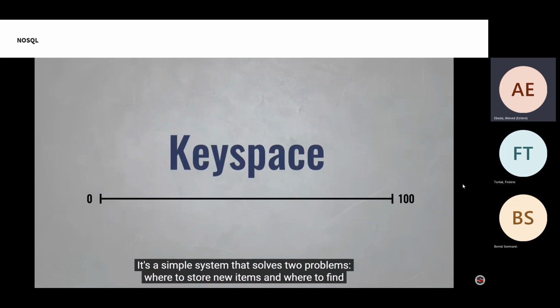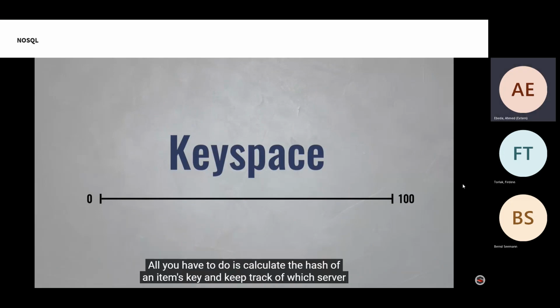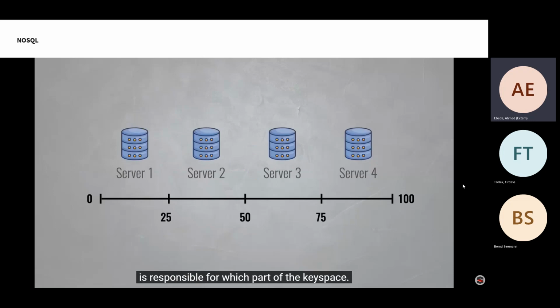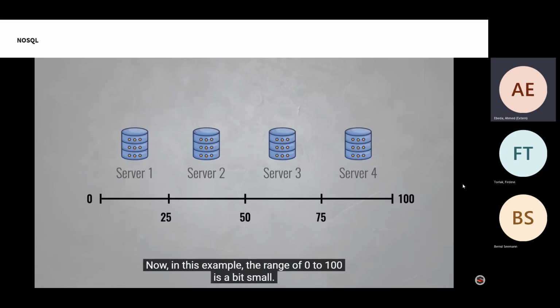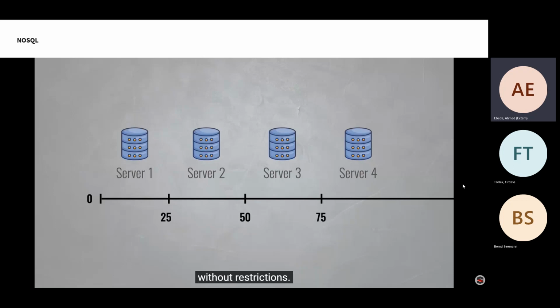It's a simple system that solves two problems: where to store new items and where to find existing ones. All you have to do is calculate the hash of an item's key and keep track of which server is responsible for which part of the key space. Now, in this example, the range of 0 to 100 is a bit small. It would only allow you to split up your database into 100 pieces at most. So, real NoSQL databases have much bigger key spaces, allowing them to scale almost without any restrictions.